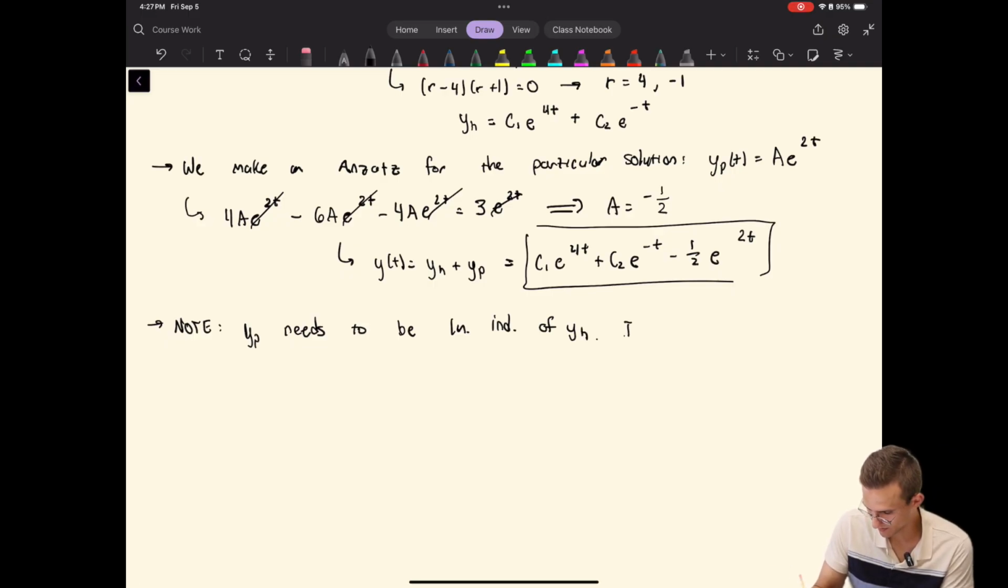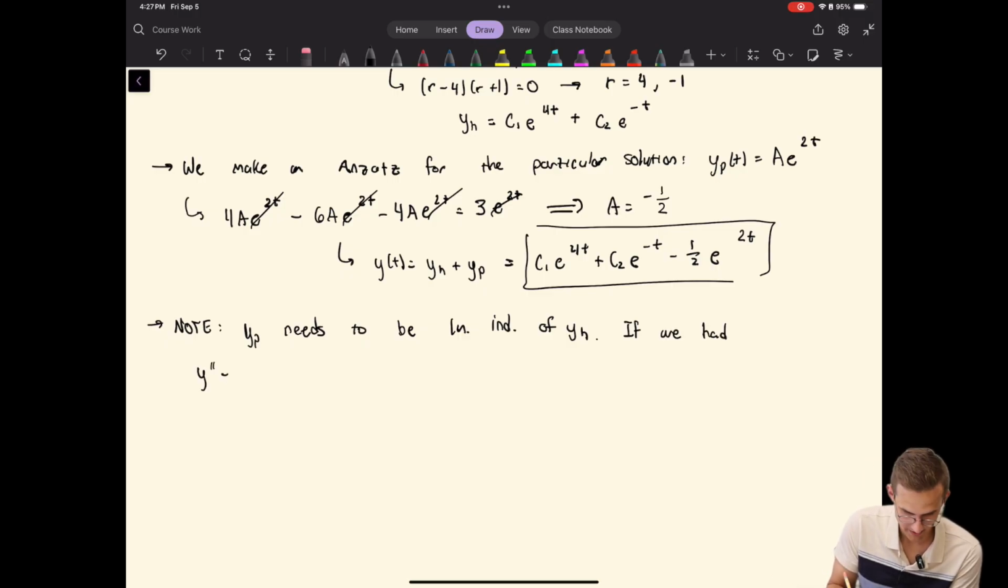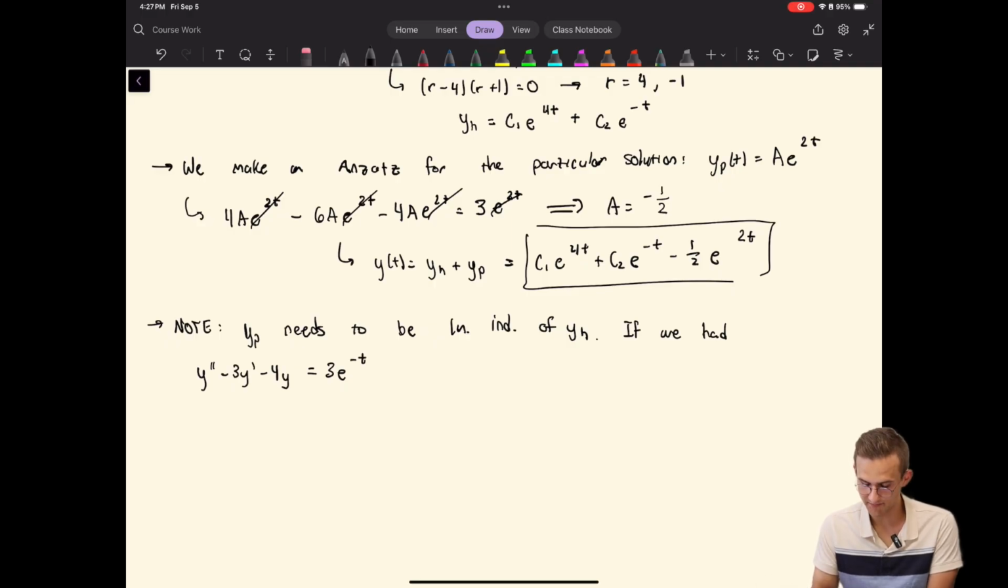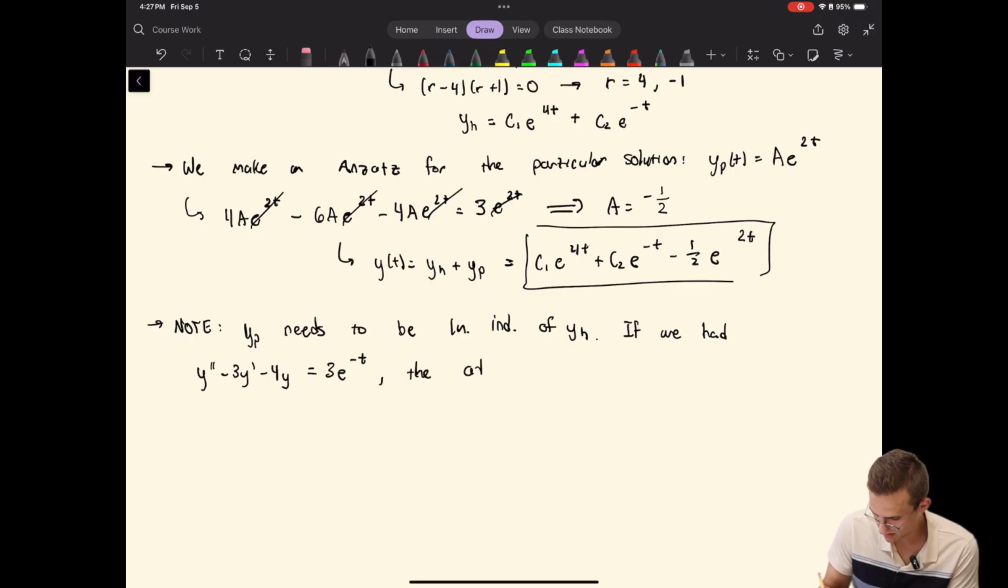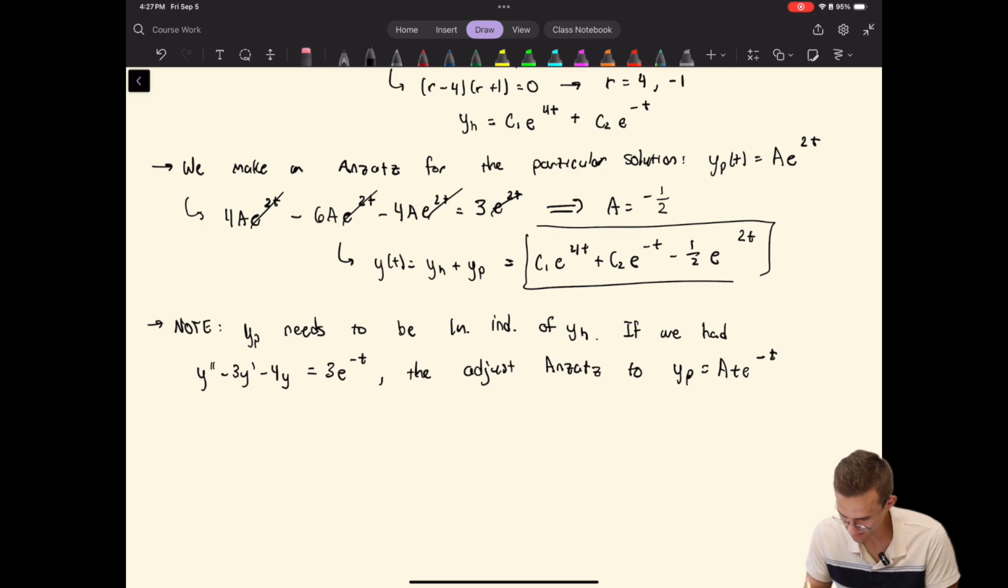So like if we had, say, y double prime minus 3y prime minus 4y is equal to 3 times e to the minus t. In other words, the forcing function is the same form as one of the components of our homogeneous solution. Then we need to adjust our ansatz to yp is equal to a t e to the minus t. Okay? So keep that in mind. Just multiply by a linear function.